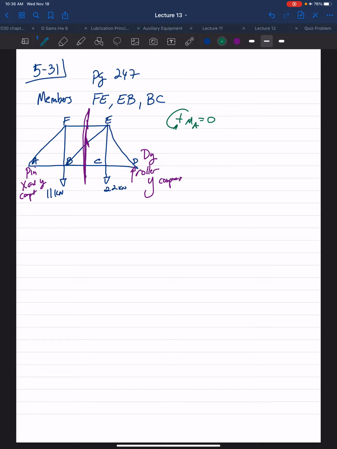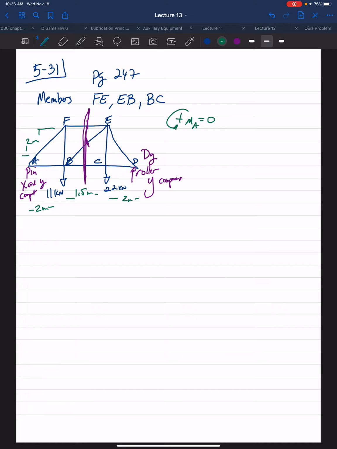So the 11 kilonewton and the 22 kilonewton cause clockwise rotation about point A, so they're negative. Our dy causes a counterclockwise rotation about point A, so it would be positive. Perpendicular distances are 2 meters and 1.5 meters in the middle. So it's 1.5 meters. This is 2 meters. And this in here is 2 meters. And the height of the truss is 2 meters as well.